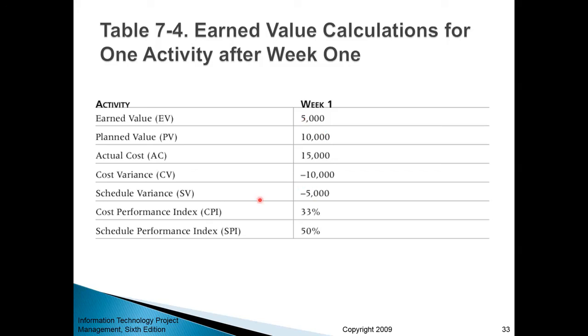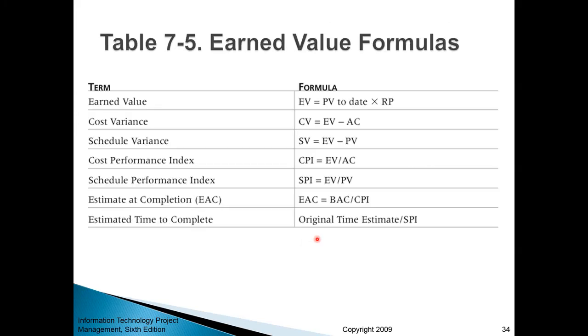Okay. Your cost performance index is 33%, and your schedule performance index is 50%. How are those performance indices calculated? Well, cost performance index is calculated by dividing earned value, which is 5,000, by the actual cost, which is 15,000. So that amounts approximately to 33%, or 1/3. And then schedule performance index is determined by dividing earned value, which is 5,000 in our case, by planned value, which is 10,000. So your schedule performance index is 50%, or 1/2.